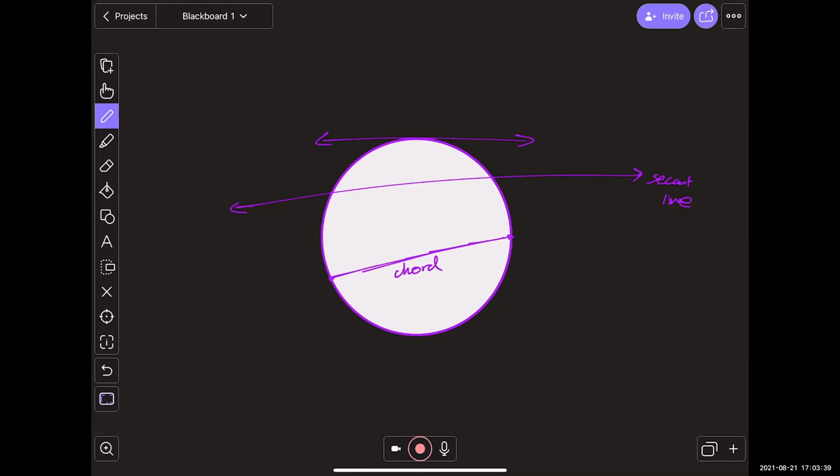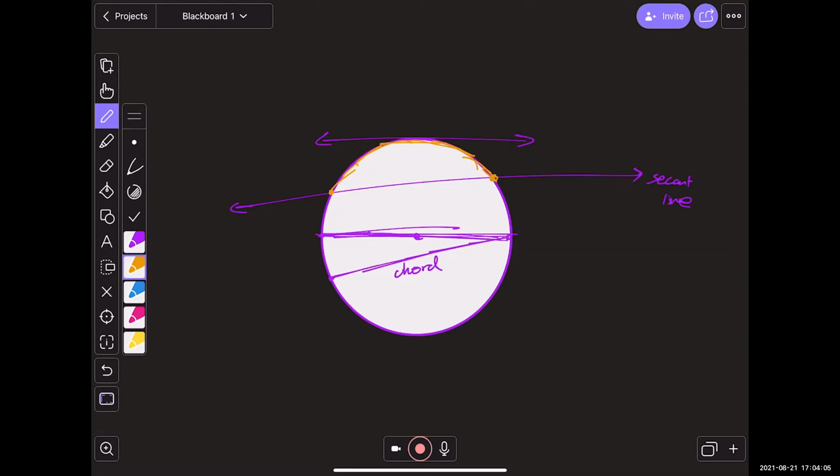Now, if this chord were to pass through the center of the circle, we would call this our diameter, right? So if it goes through the center of our circle, we call this a diameter. Now, the portion of the circle that connects through the circle, let's say, for example, this right here, this is what we call an arc.